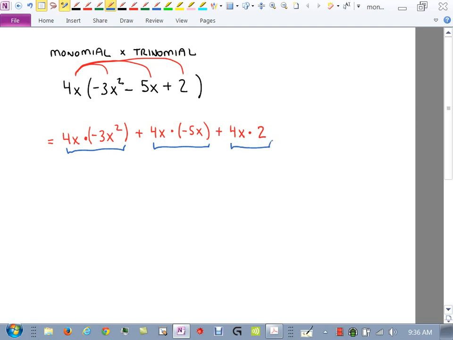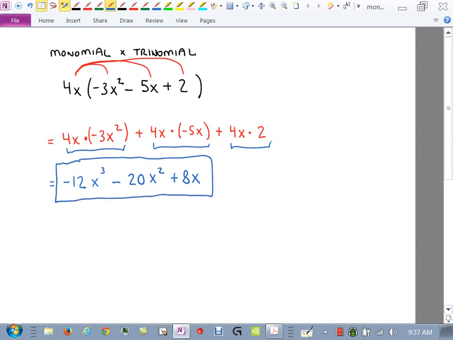How about that first one? We can rearrange everything, right? So I can do the 4 times the negative 3, which gives me negative 12. And then I have x times x squared, which is x to the 3rd power, x cubed, because we add the exponents. The next one, minus 20, right? Because 4 times negative 5 is negative 20. Then x to what? Squared, right? And then finally, plus 8x. And that is it. That's what we're looking for.